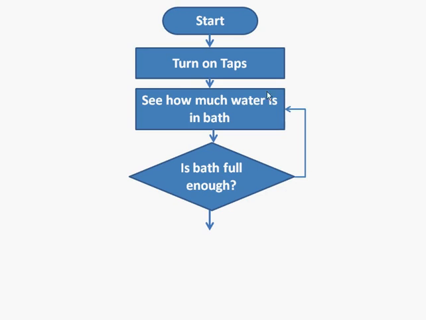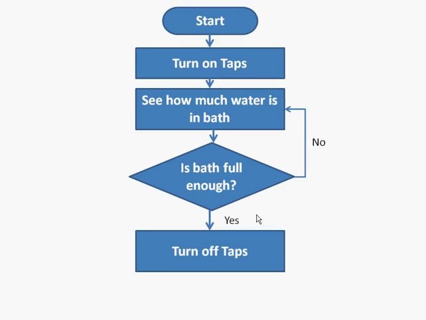Now, we've got one arrow going into the decision, but we always have more than one arrow coming out of the decision, because there's a choice for the program to make. So we need to put yes and no on the two lines. Is the bath full enough? If the answer is no, then we leave the taps to run and we keep going back to check to see how much water is in the bath. If the answer is yes, then we turn off the taps, another process, and the flowchart stops.